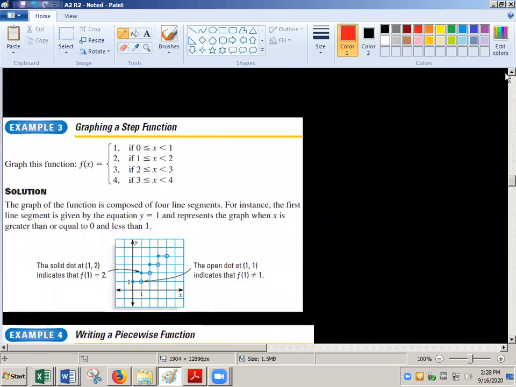Here's graphing a step function. Step function is just a fancy way of saying that these things are going to overlap over the same point. So basically, this is like a tiered system of parking or anything else where you pay for a certain amount of time.